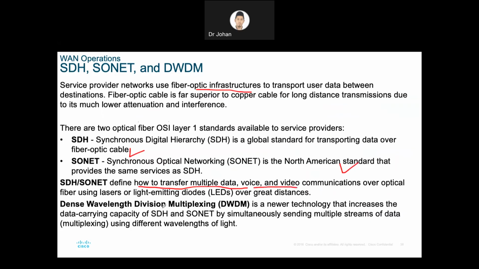DWDM, or dense wavelength division multiplexing, is a newer technology that increases the data carrying capacity of SDH or SONET by simultaneously sending multiple streams of data. They are multiplexed, sharing the fiber using different wavelengths of light. So this is a current technology, basically DWDM on the WAN.